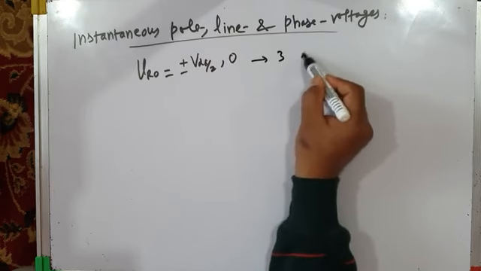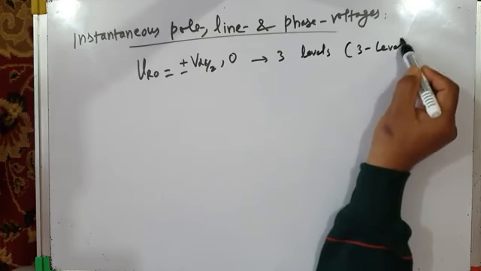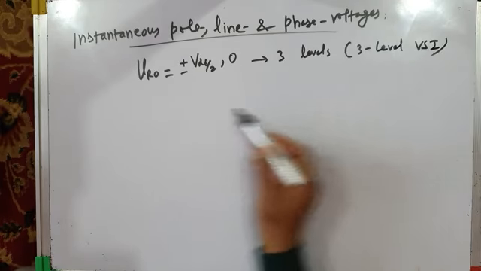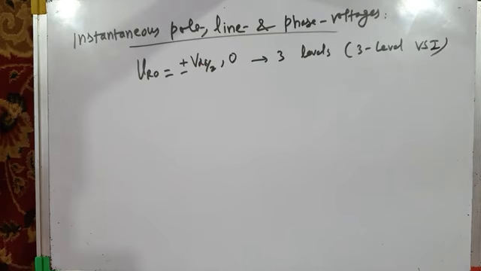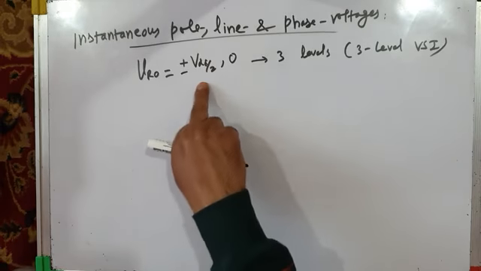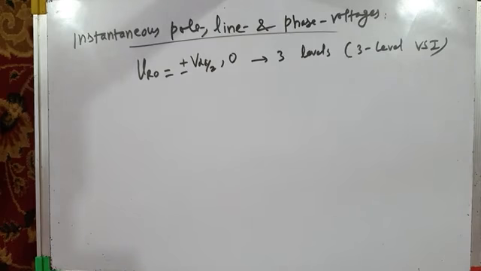So it has 3 levels. That's why it's called a 3-level inverter, 3-level voltage source inverter. It gets the name from the status of pole voltages, because all 3 pole voltages have 3 levels: plus VDC by 2, 0, minus VDC by 2. So this type of inverter is called a 3-level voltage source inverter, right?